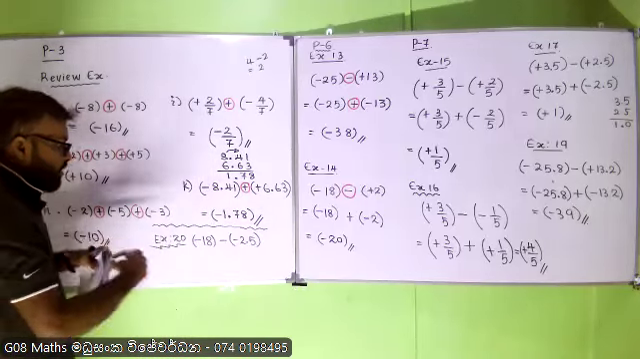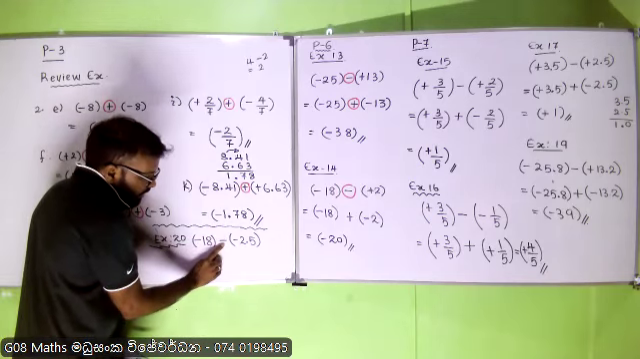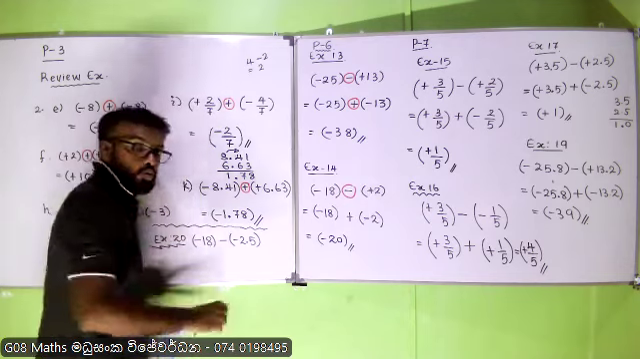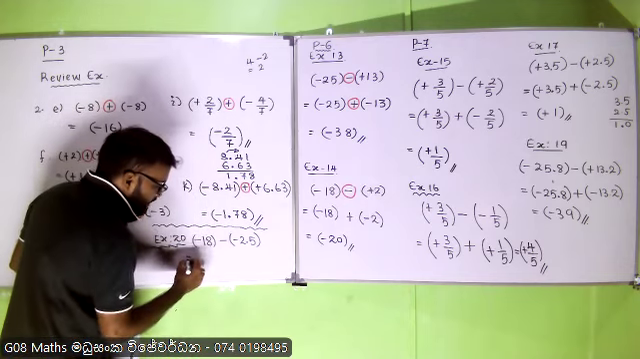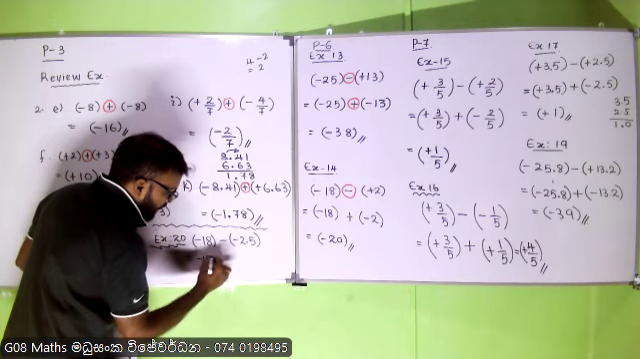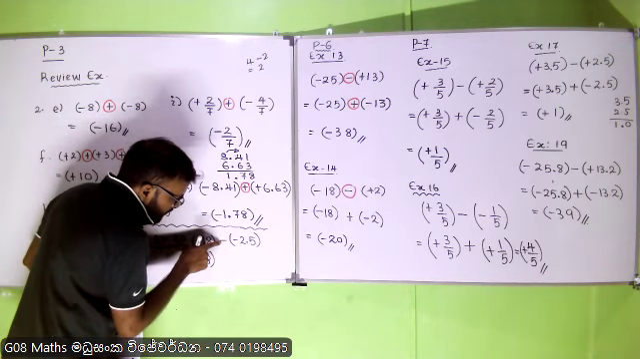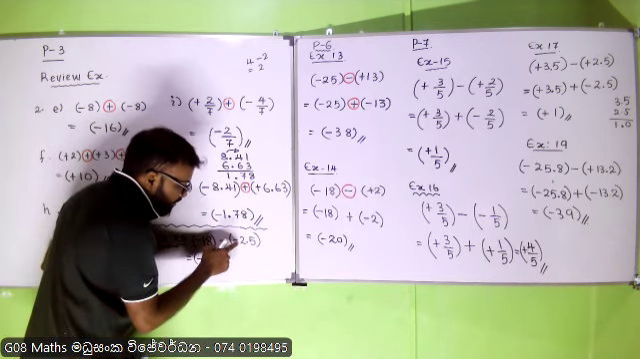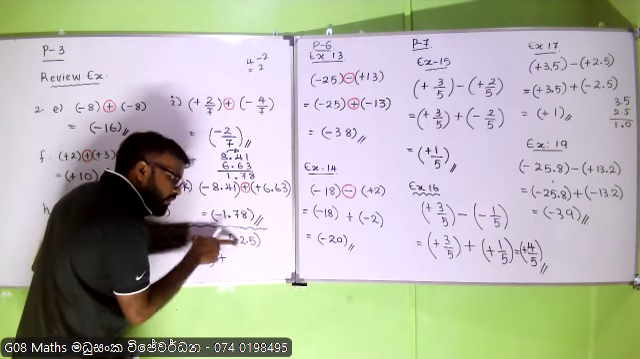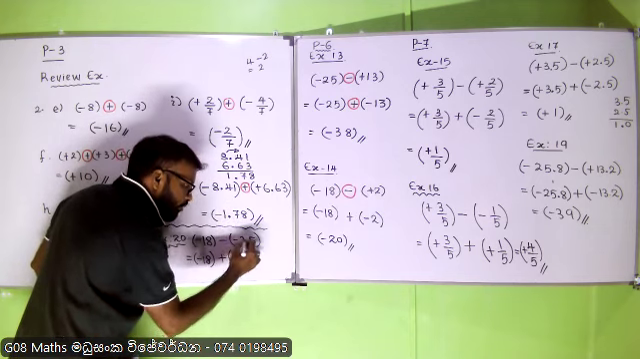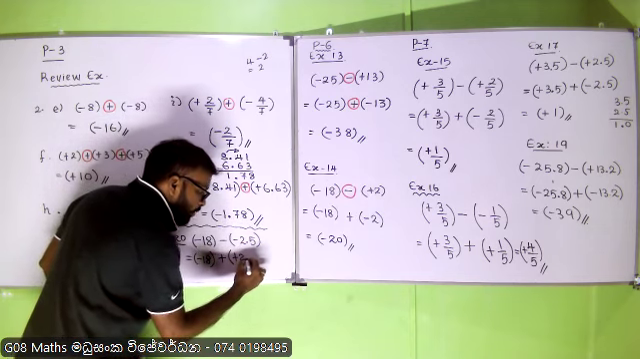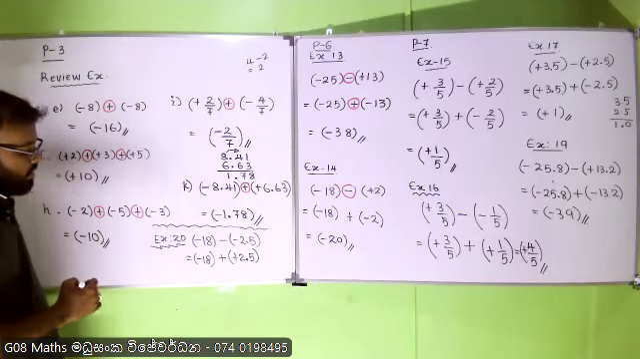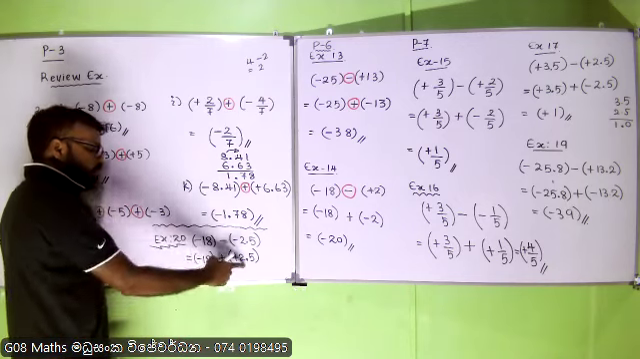Now, what do you have to do? Add or subtract? Subtract. Do you know how to do subtraction? No. So, convert it into addition. Negative 18. This is subtraction, convert it to addition. So, at the same time, you have to get the additive inverse of this. Negative 2.5, additive inverse is positive 2.5. Right?